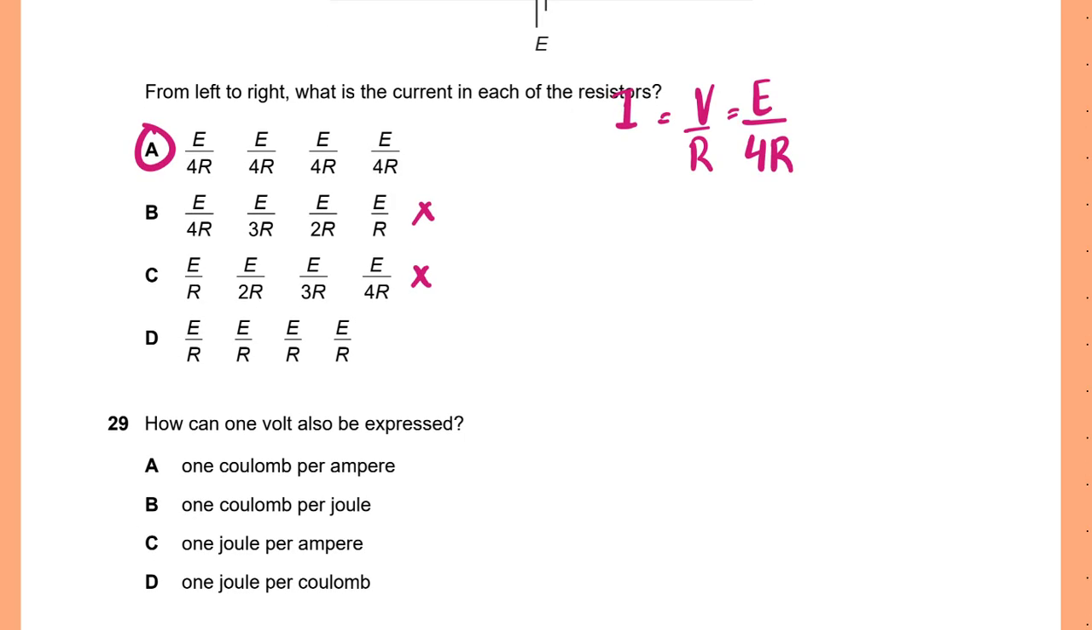29, how can 1 volt also be expressed? So volts is work done per unit charge. So you can say joules per coulomb. That's this.